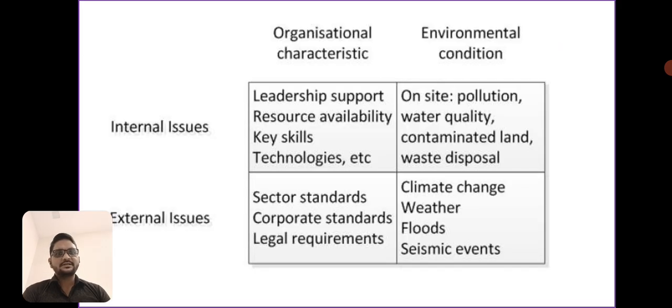Now, next is a little example of the internal issue and external issue. Leadership support, resource availability, key skills, that is technology, those are internal issues. On-site pollution, water quality, contaminated land, waste disposal, those are internal issues. External issues are sector standards like ISO 14045, corporate standards, legal requirements, other requirements, and also climate change, weather, floods, like that.